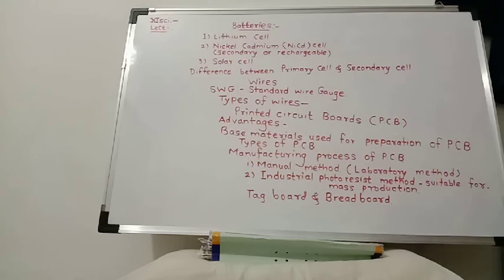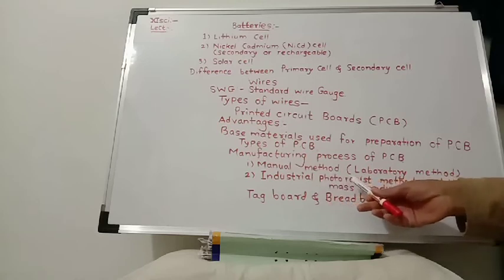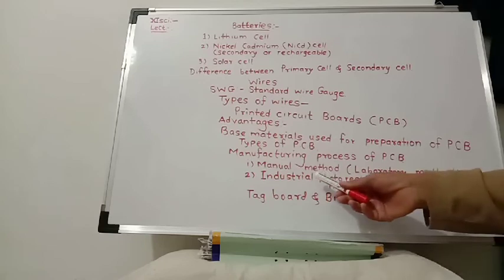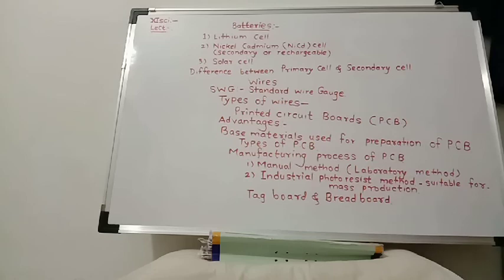How can a PCB be manufactured? So there are two methods. First is the manual method, that is the laboratory method, which is suitable for a few boards, and the second method is the industrial photoresist method, which is suitable for mass production, and the manual method is used in the laboratory.